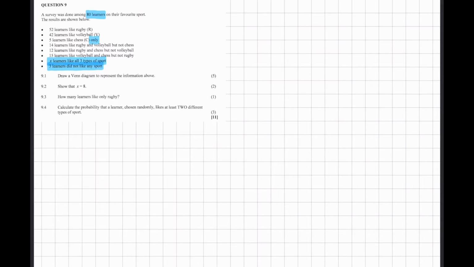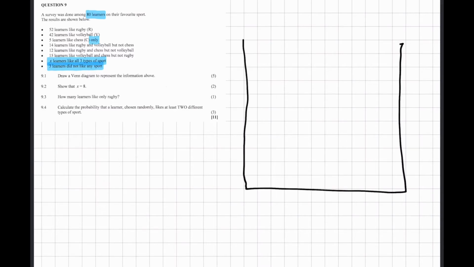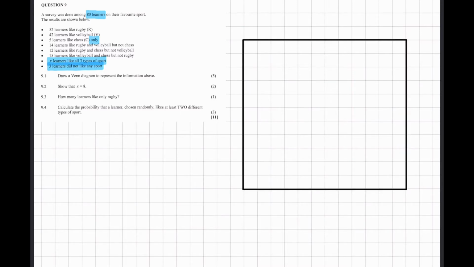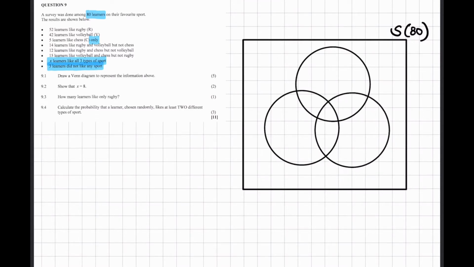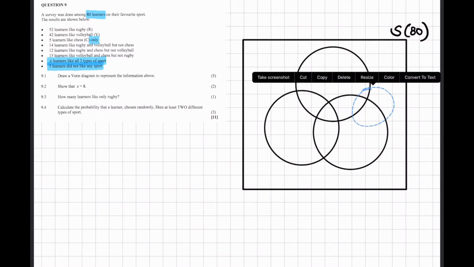Alright, so we're going to start the same way as we started previously with our rectangle. And this rectangle represents our sample space, and this sample space has 80 learners in it. Alright, so we do have an intersection, which means that we're going to have 3 circles that are in fact going to overlap, and all 3 circles are going to overlap because there are people that like all 3 sports.